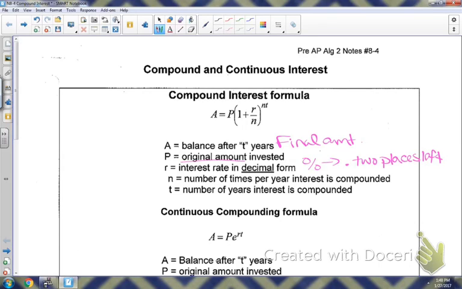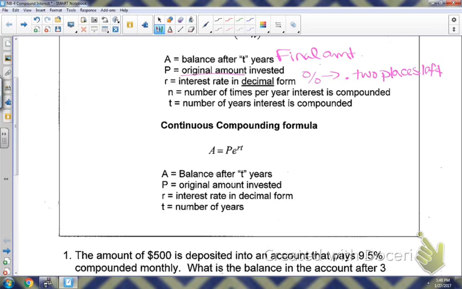Okay? On the continuous compounding formula, you're still going to have A, which is the final amount, P, which is the original amount, R, which is the rate, and T, which is the time. So all of those are the same. The only thing different with the formula is there's an E here. E represents a number, just like pi represents a number. So there's an E button on your calculator that you can use. Okay?